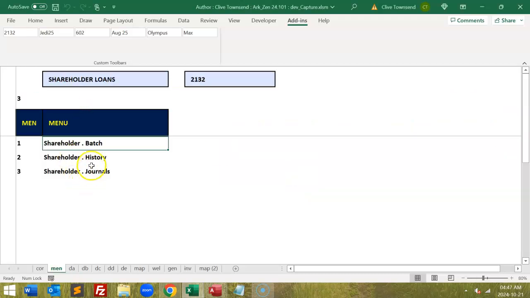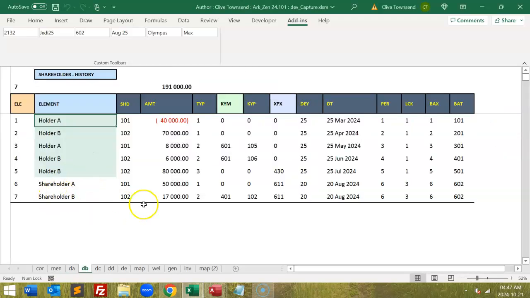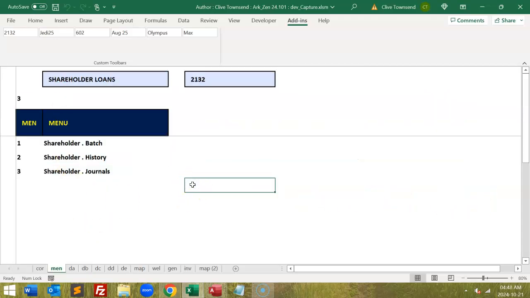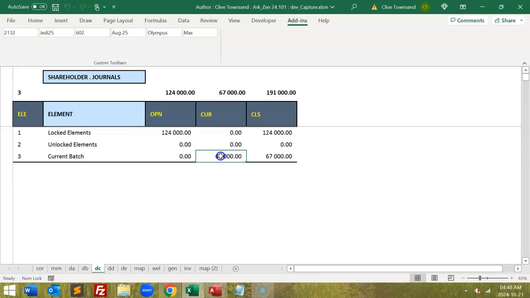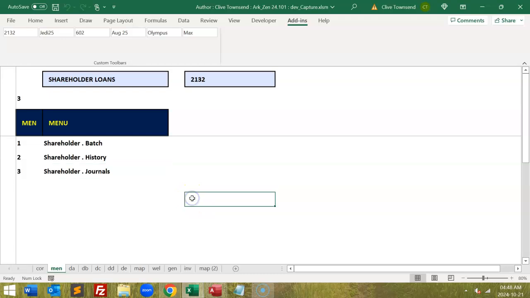Now we come back to here. If I go to my history, there's the B coming through on this one. So I've got that item. It's gone through to the cloud. It's done the whole thing. Now let's have a look at our journals. What are we showing for this particular batch? Well, as you know, we did a 50,000 and 17,000. So there's our 67,000, and our shareholders have gone up to 191,000 for the year. So there we have that, and that's how we work it. It's quite simple and quite straightforward, and I think it's very user friendly. Thanks very much.